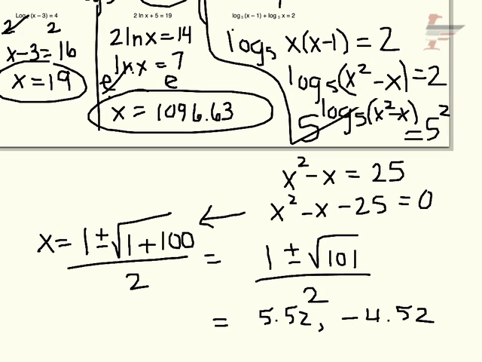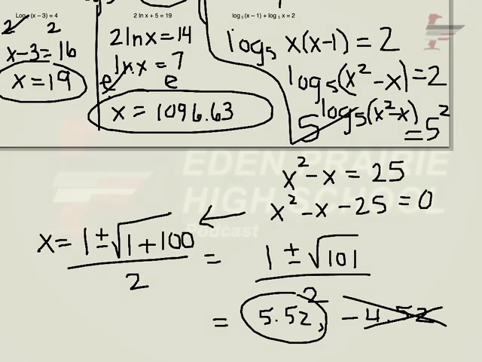And then make sure you check your answers in the original equation. So going back up here, if I take negative 4.5, right here, I'm going to be doing the log of a negative number, which you absolutely can't do. So right away, I know that that answer is extraneous. But if you check the 5.52 in the very original equation, it does work out. So that's your answer.